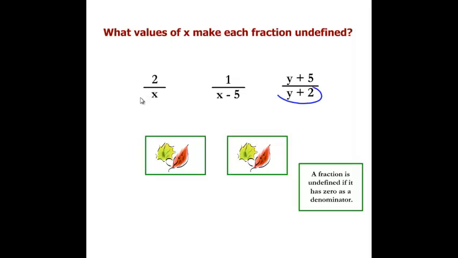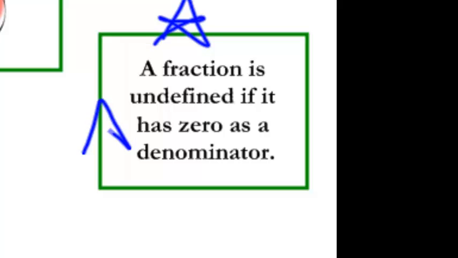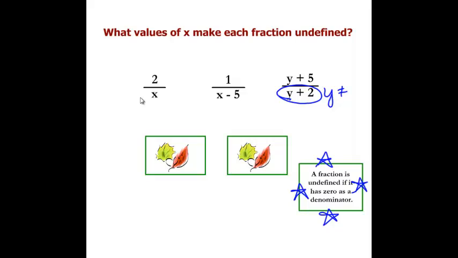y plus 5 over y plus 2? All I care about is this, right? A fraction is undefined if it has 0 as a denominator. y cannot be equal to -2. How about the next one? I don't want this to equal 0. So what can x not be? Well, you could solve it algebraically and you would get that x cannot be equal to -1/2.